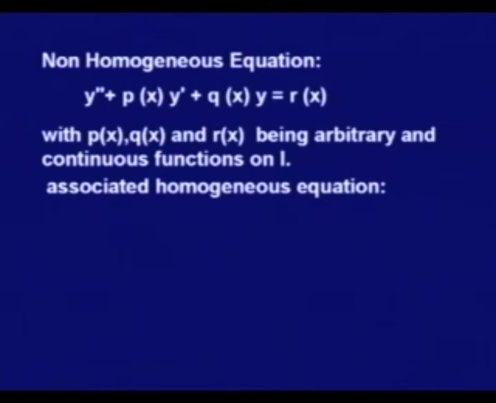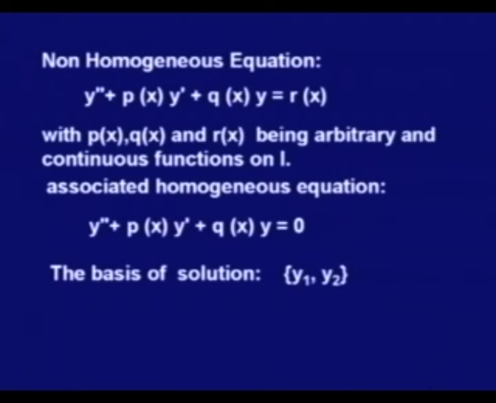We also require to know the basis solutions of the corresponding homogeneous equation. The associated homogeneous equation is y'' + p(x) y' + q(x) y = 0. Let us say the fundamental set of solutions, or the basis of solution, is y1 and y2. Then how are we finding the particular solution? This would be the general solution of the homogeneous equation.